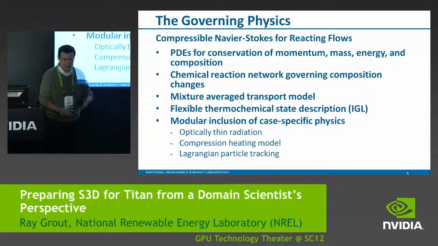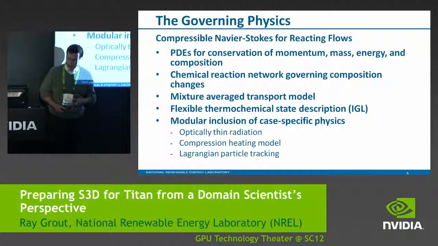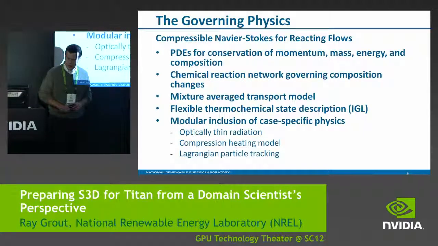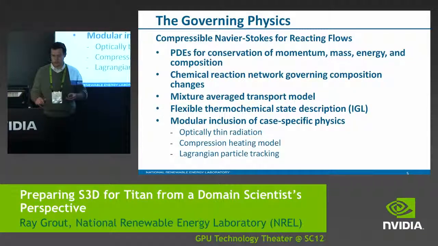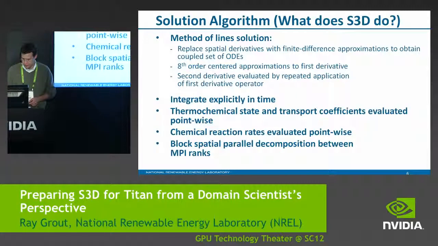Okay, so to do this, it's a continuum simulation. We're solving the compressible Navier-Stokes equations, augmented for reactive flow. We have a chemical reaction network that governs compositional changes, a mixture-averaged transport model, and some flexible thermochemical descriptors. And then, of particular interest to hybrid computers, there's a bunch of case-specific physics that I throw in the bucket of other stuff: the non-flow, non-chemistry things like radiation and particle tracking, and these tend not to map terribly well onto the GPU.